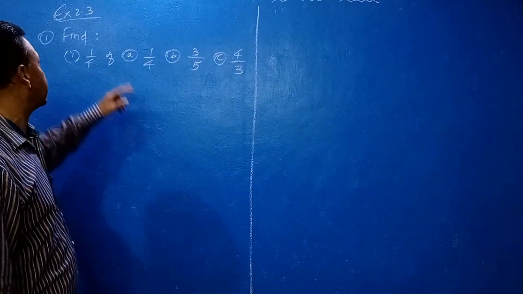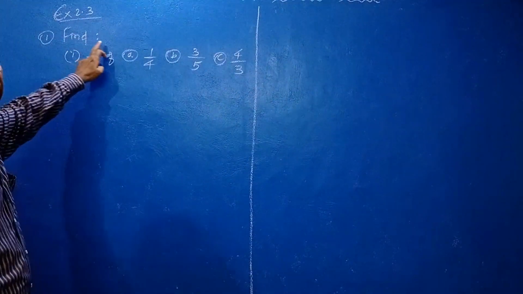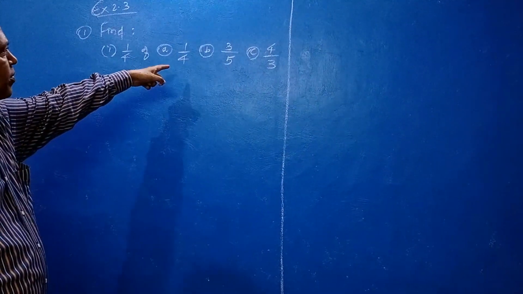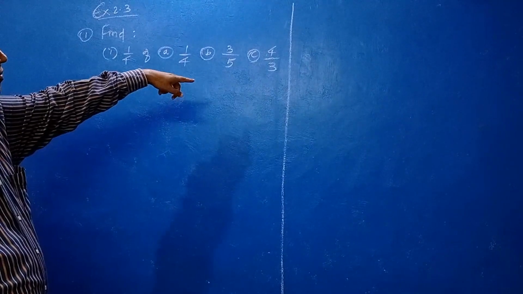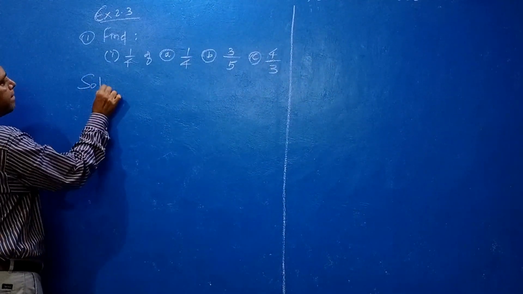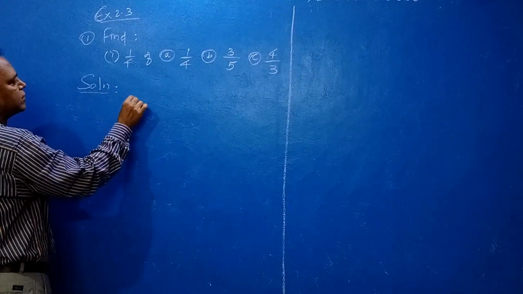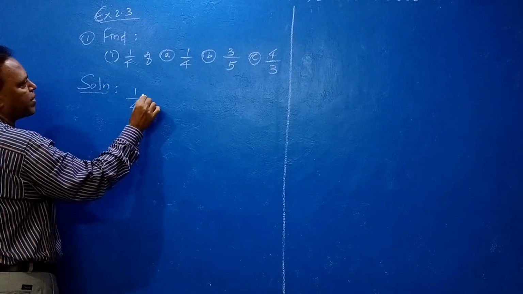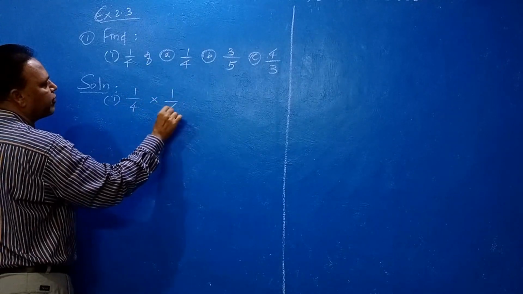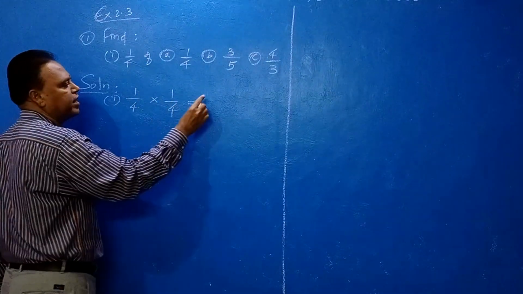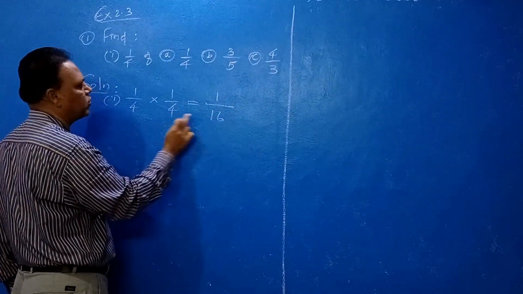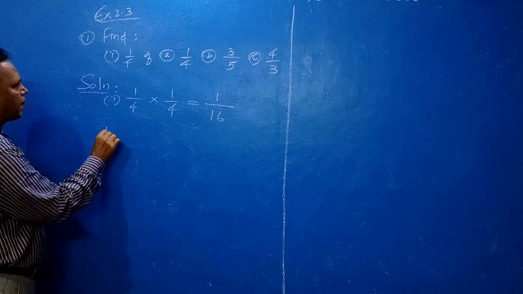Now we will see Exercise 2.3. First problem, find 1 by 4 of 1 by 4, then 3 by 5, then 4 by 3. We will see one by one. See first, 1 by 4 of 1 by 4. Of means into. Same way, numerator into numerator, 1. Denominator into denominator, 4 into 4, 16.